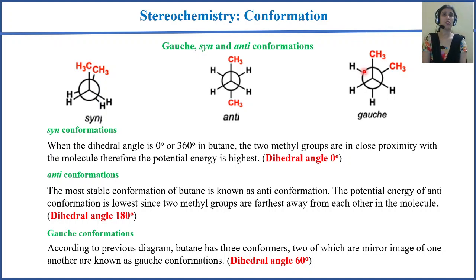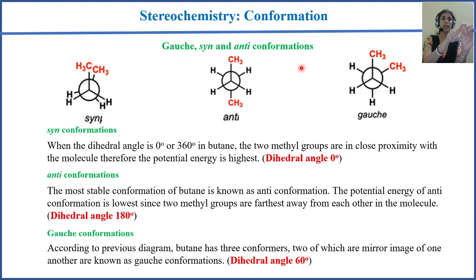Now, don't get confused here, students, please. There is a continuous rotation about the C single bond. This is the front carbon, and this is the back carbon. Over here there are 3 hydrogens, and over here there are 3 hydrogens.